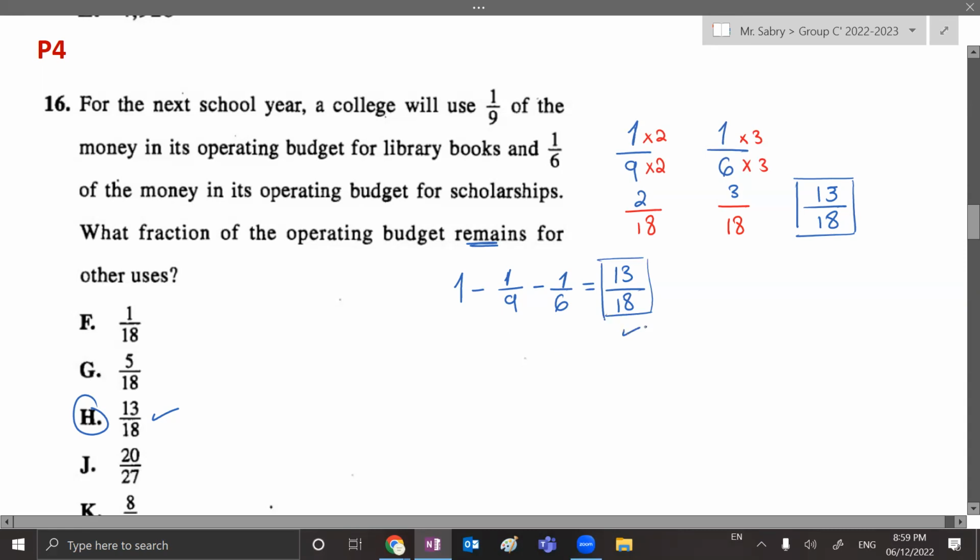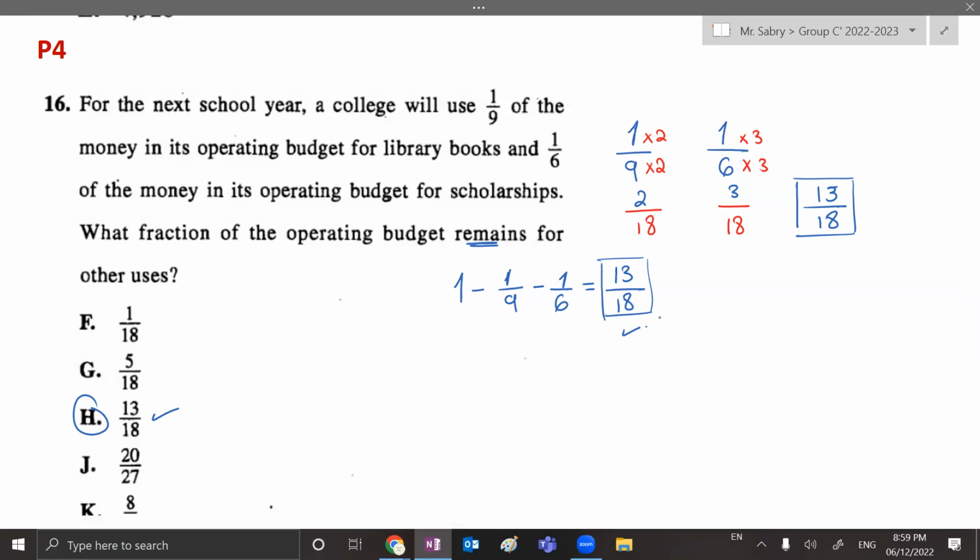Exactly. Just subtract the sum from 1. You can do this or you can do that. Good.